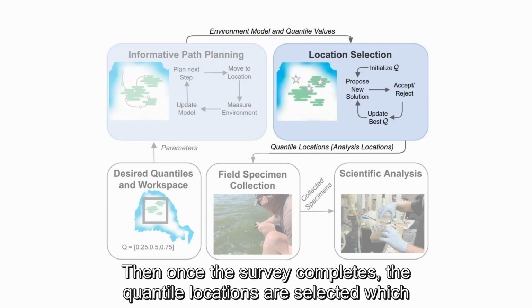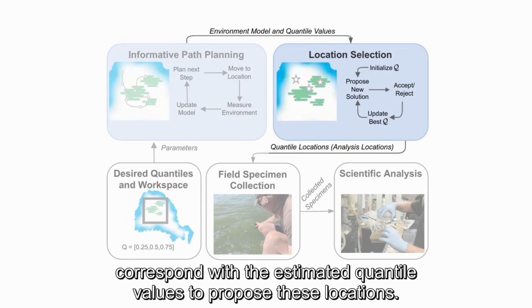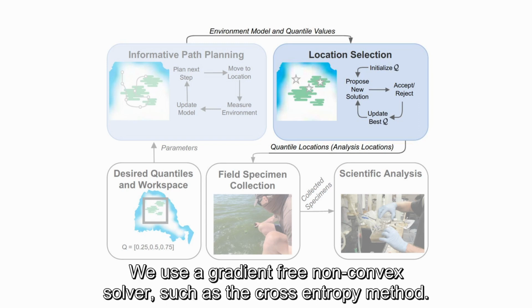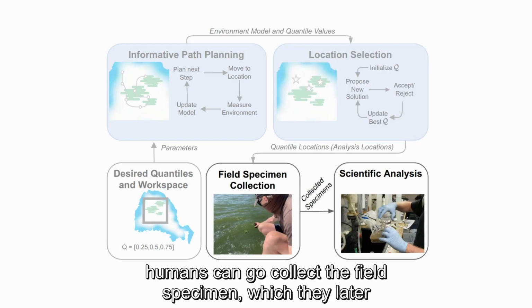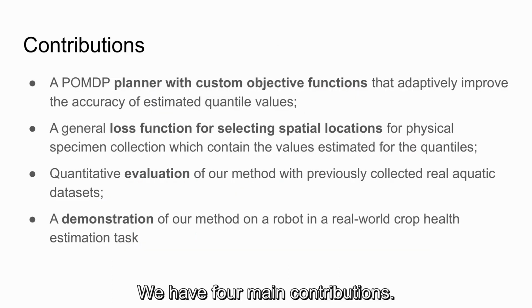Then, once the survey completes, the quantile locations are selected which correspond with the estimated quantile values. To propose these locations, we use a gradient-free, non-convex solver, such as the cross-entropy method. After the quantile locations are chosen, humans can go collect the field specimens, which they later analyze in a laboratory setting. We have four main contributions.